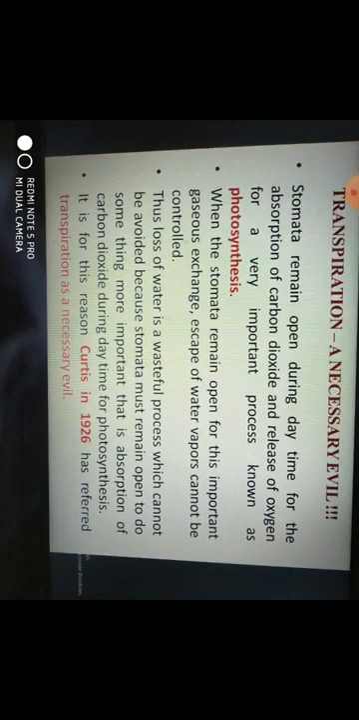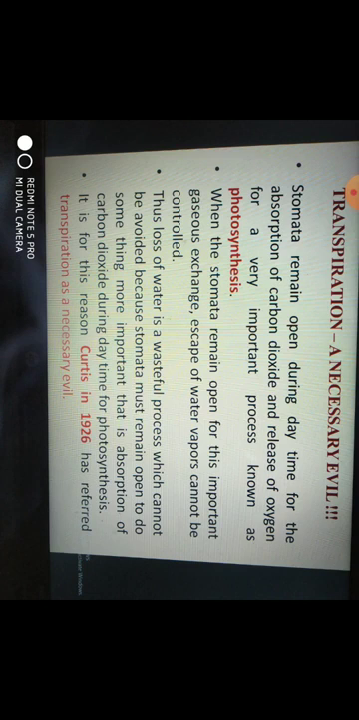Next is transpiration as a necessary evil. Very important point: transpiration is necessary but also evil. That means it has both beneficial as well as harmful effects on the plant. Now how is transpiration a necessary evil? These stomata remain open during daytime for the absorption of carbon dioxide and release of oxygen. As I have already told you, through stomata it is not only transpiration that takes place, but there is one more important process, gaseous exchange. Carbon dioxide is taken in and oxygen is released. This gaseous exchange is very important for photosynthesis.